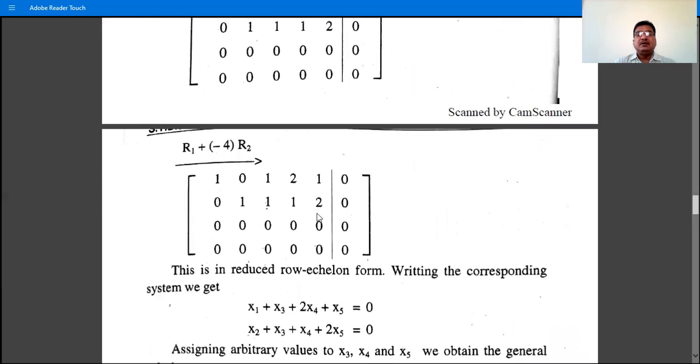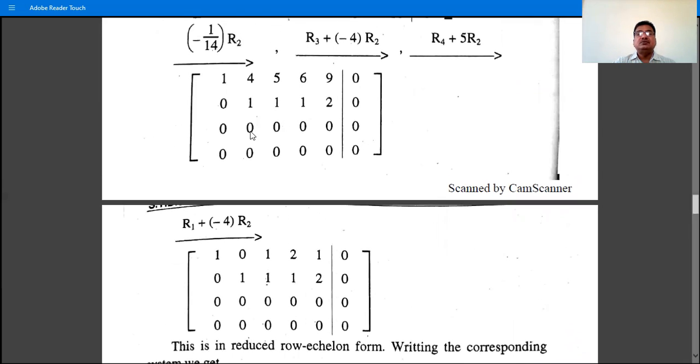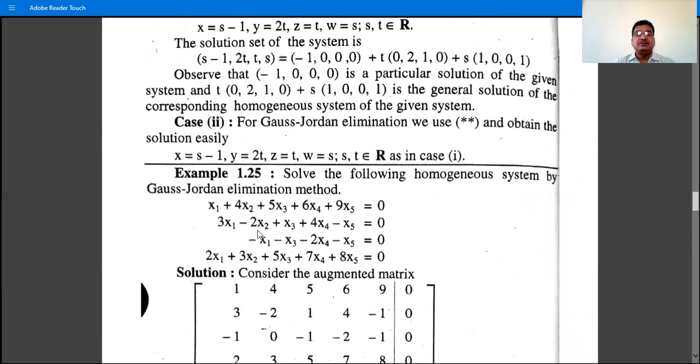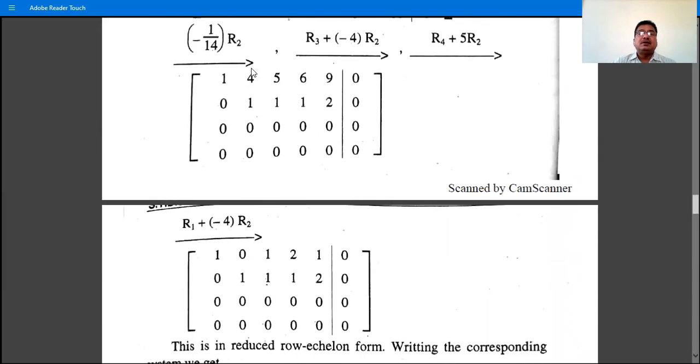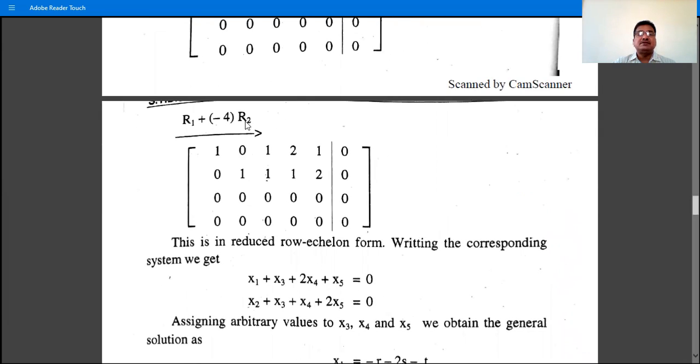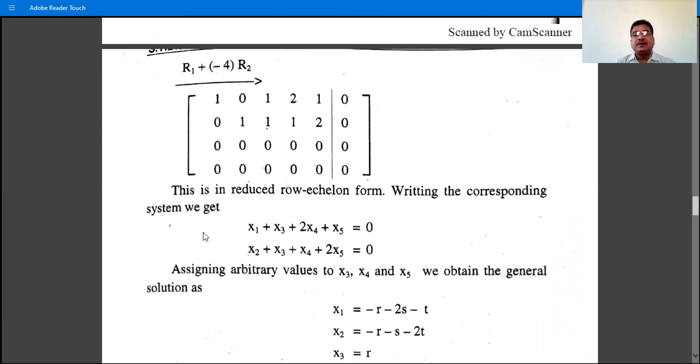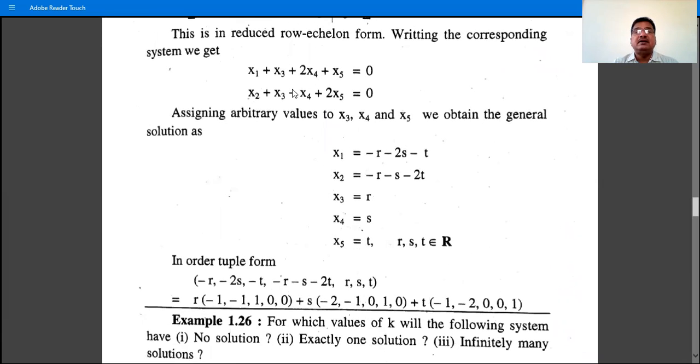The question is to find the solution by the Gauss-Jordan method. Column number 1 and column number 2 contain the leading 1. So we reduce this 4 to 0 by the operation R1 minus 4 R2. We have 0 at this place, and this is the reduced row echelon form. So rewrite the corresponding system of equations. We have x1 plus x3 plus 2x4 plus x5 is equal to 0, then x2 plus x3 plus x4 plus 2x5 is equal to 0. We have two equations and 5 unknowns, x1, x2, x3, x4, x5.